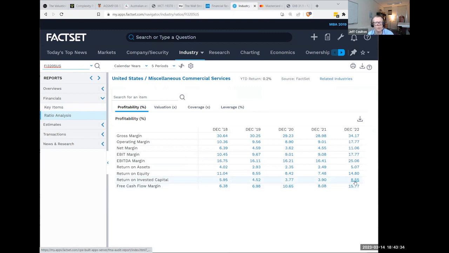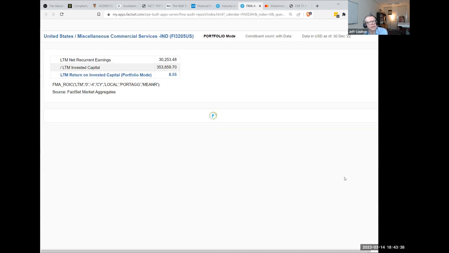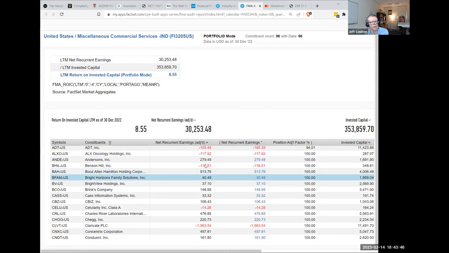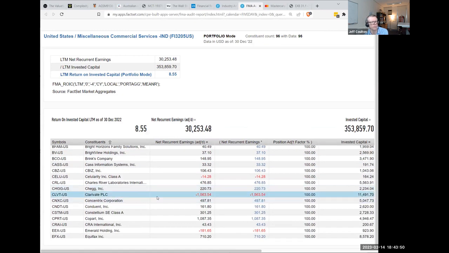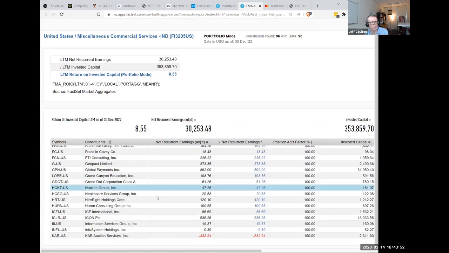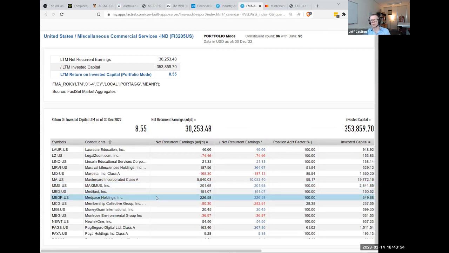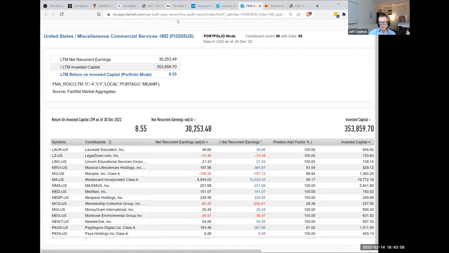That's 8, which is kind of lower and more typical. I'll click on that, and then it will give me a list of firms that it's lumped in miscellaneous commercial services. And I can kind of work out whether I think that this is a useful or not a useful set of benchmarks. So that's another way of getting to benchmark firms, at least as the FactSet analysts have classified things.